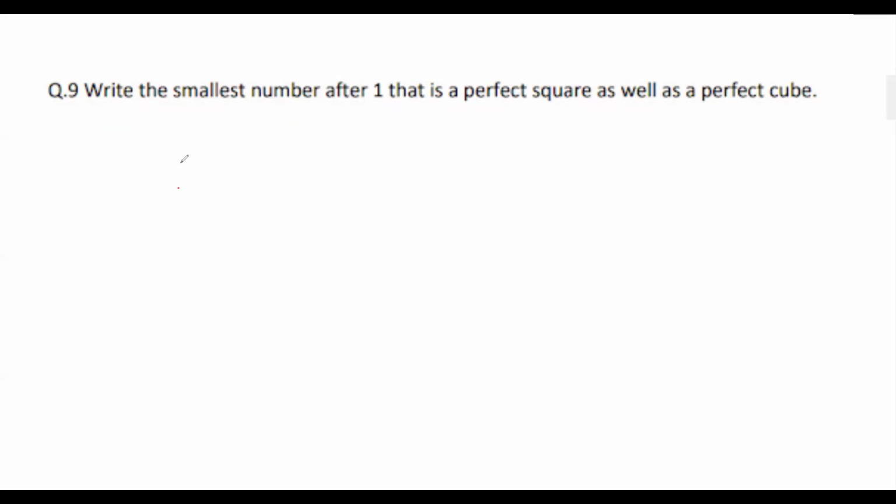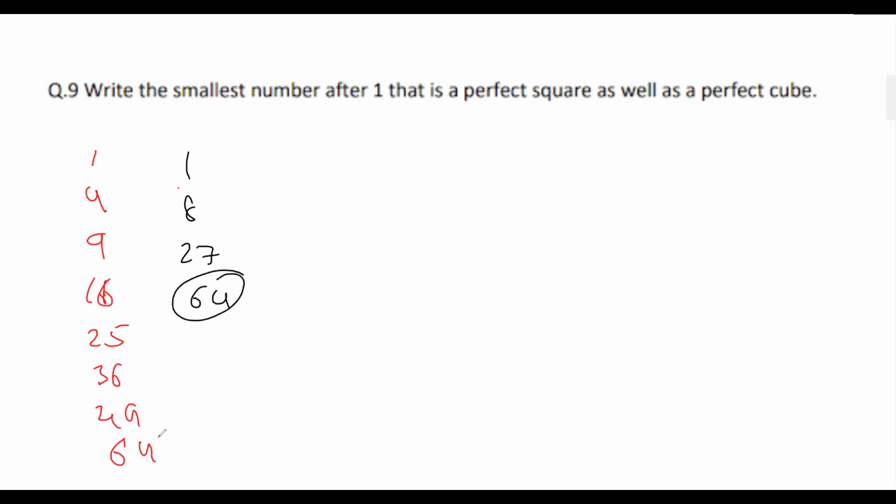Because we have to look for the smallest number which is a perfect square as well as a perfect cube, just write down the squares also: 1 square is 1, 2 square is 4, 3 square is 9, 4 square is 16, 5 square is 25, 6 square 36, 7 square 49, 8 square is 64. Now similarly, if you keep on writing the cubes, 1 cube is 1, 2 cube is 8, 3 cube is 27, 4 cube is 64.